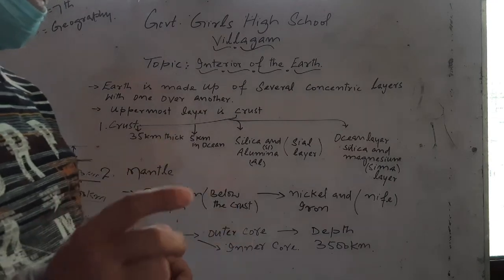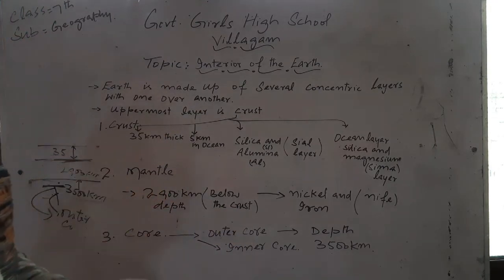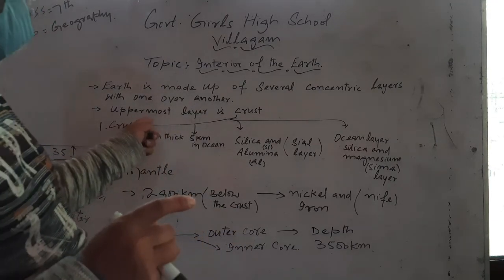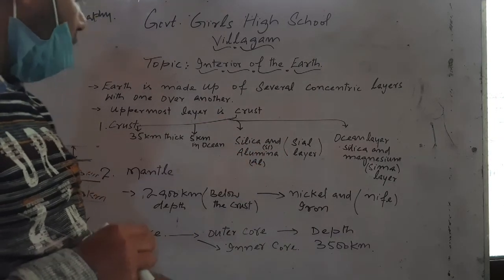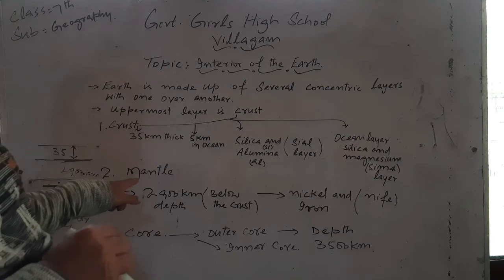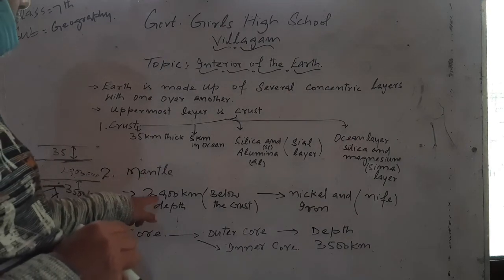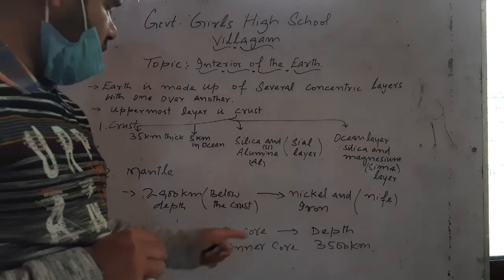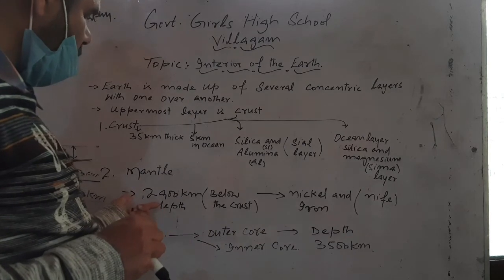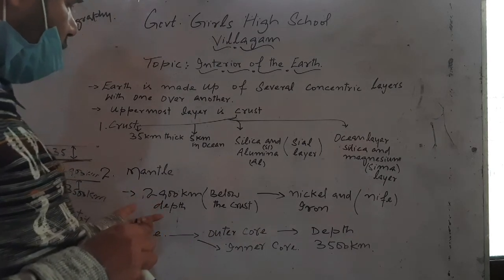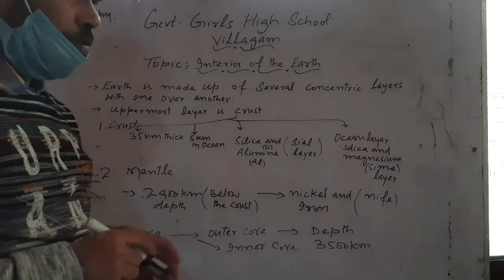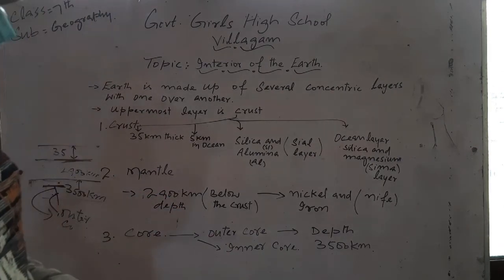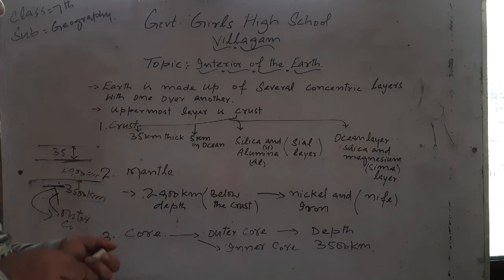With this we came to know that the interior of the earth is actually divided into three parts. The outermost layer is crust. It consists of silica and alumina. The second layer is mantle. It consists of nickel and iron, and it is about a depth of 2900 kilometers. The innermost layer is core, and core is further divided into two layers, that is outer core and inner core. With this we complete today's topic.